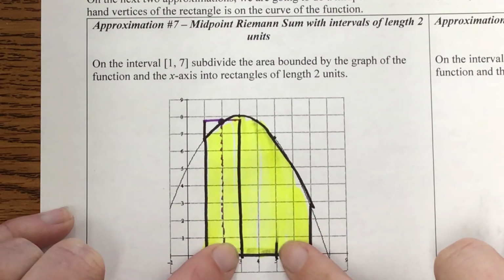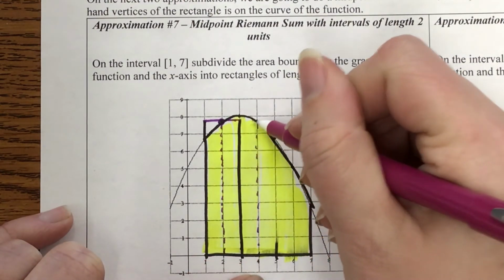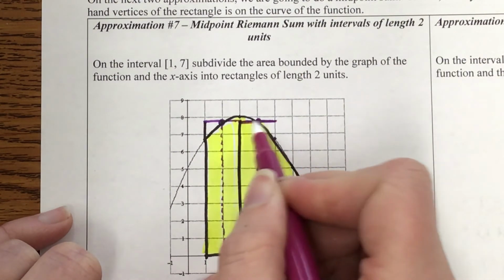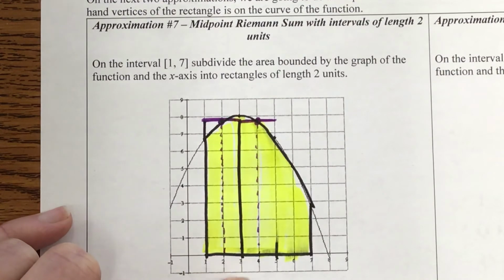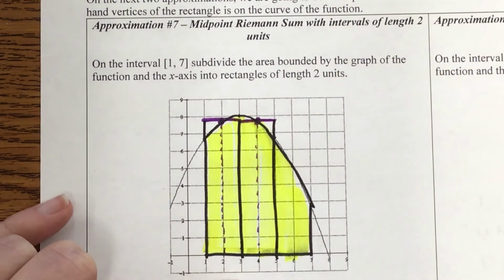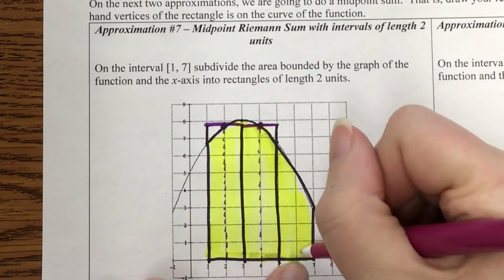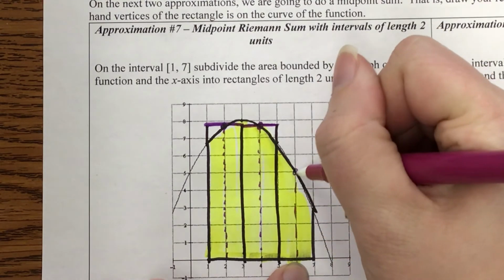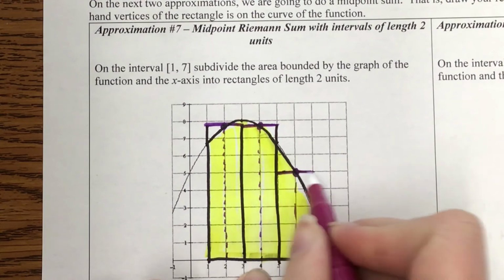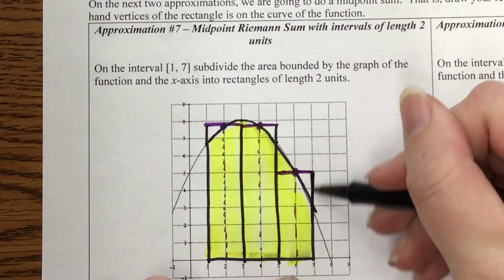Anyway, between 3 and 5, halfway between is 4. So we're going to follow this guy up until we get to our function and make that the height. And then you follow down. Okay, between 5 and 7, halfway between is 6. There's f of 6. So this is our height. And then follow down on the sides.